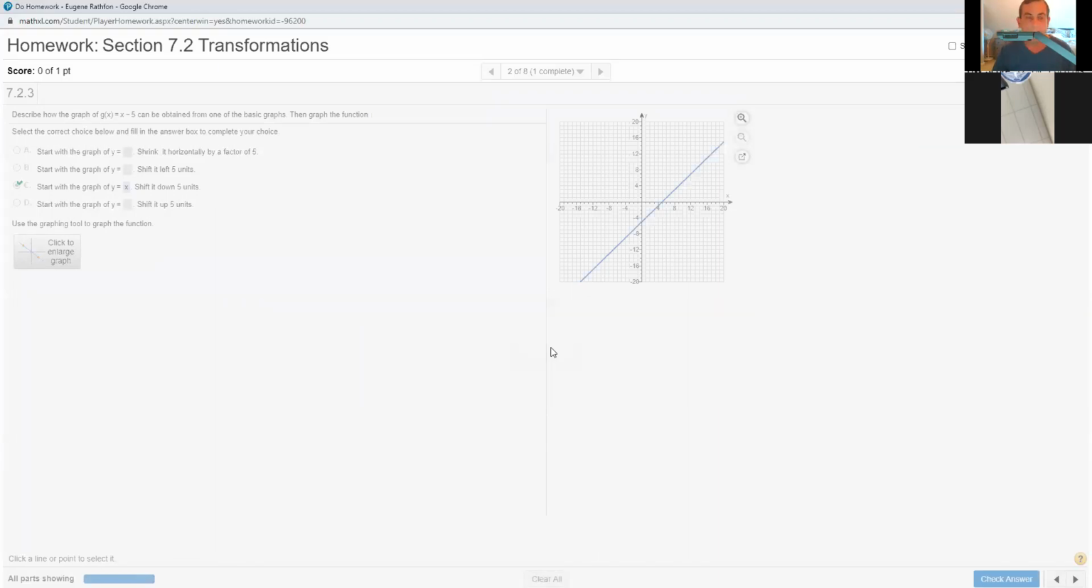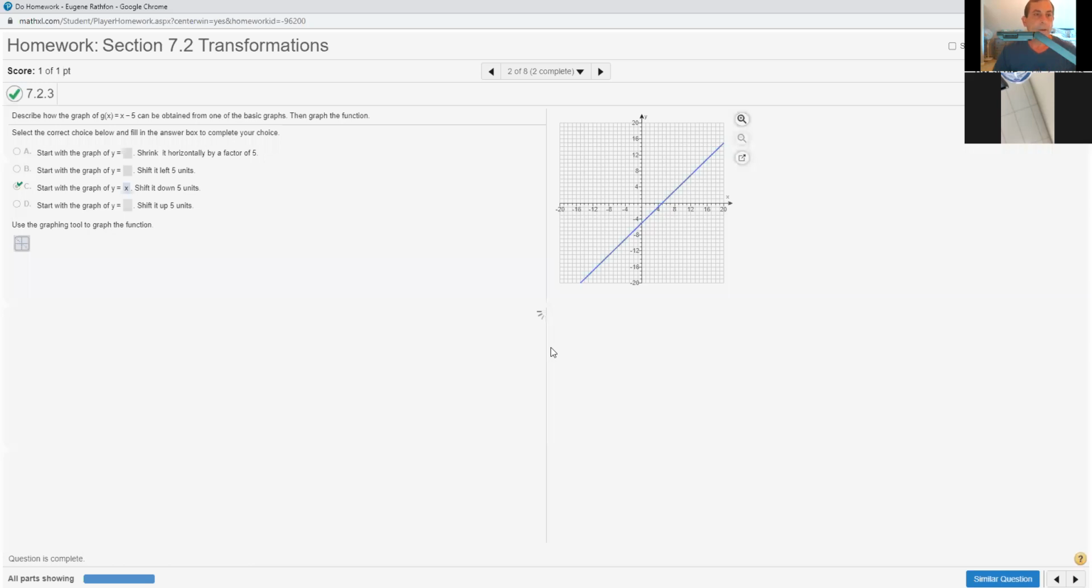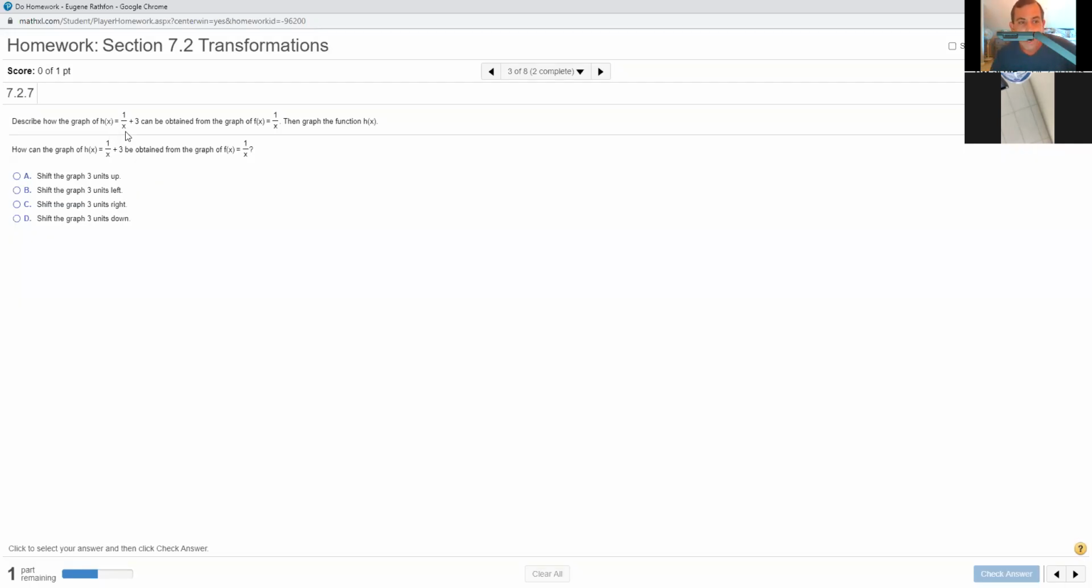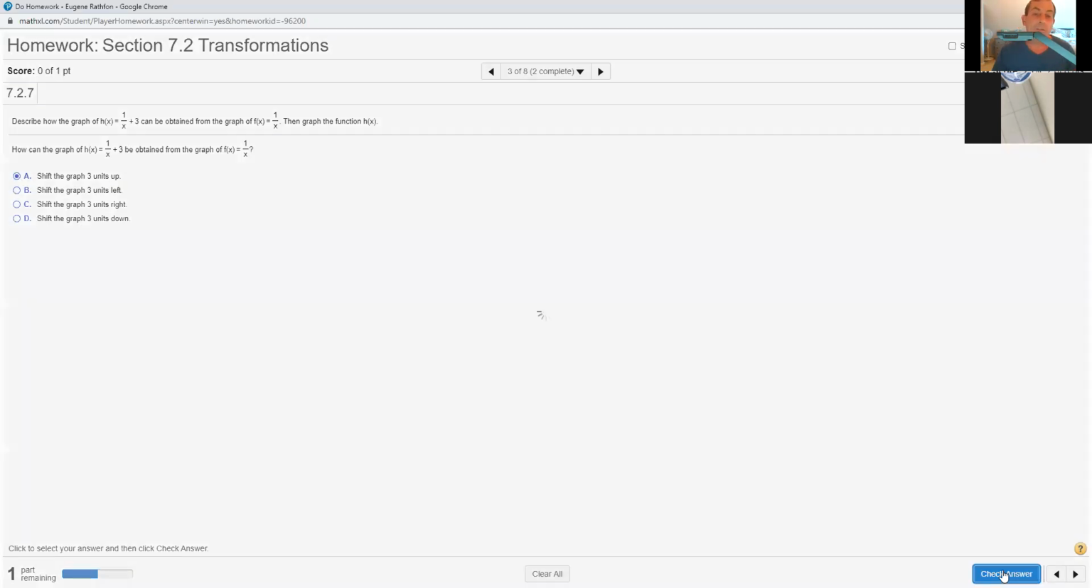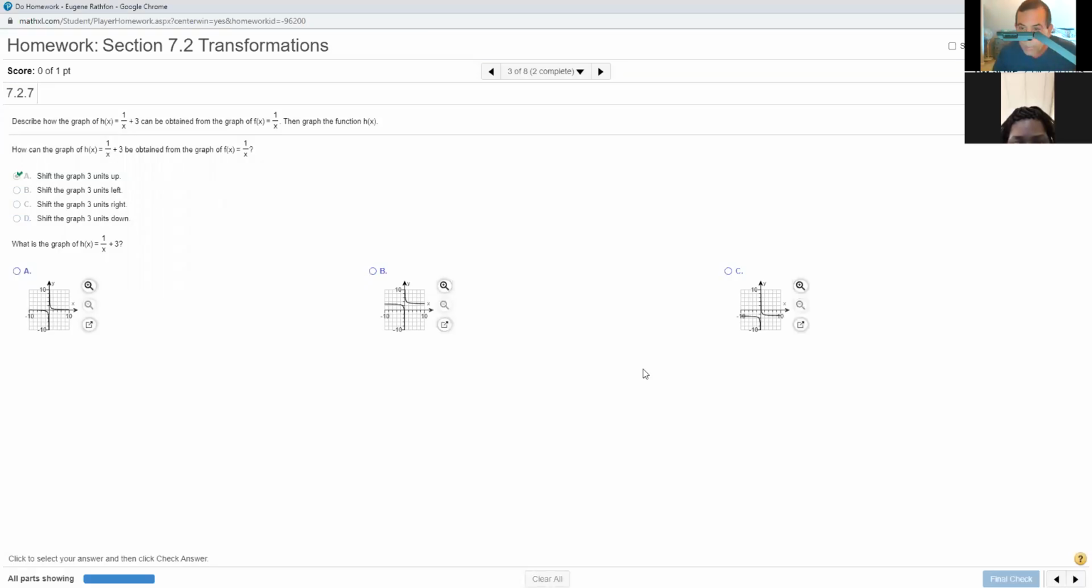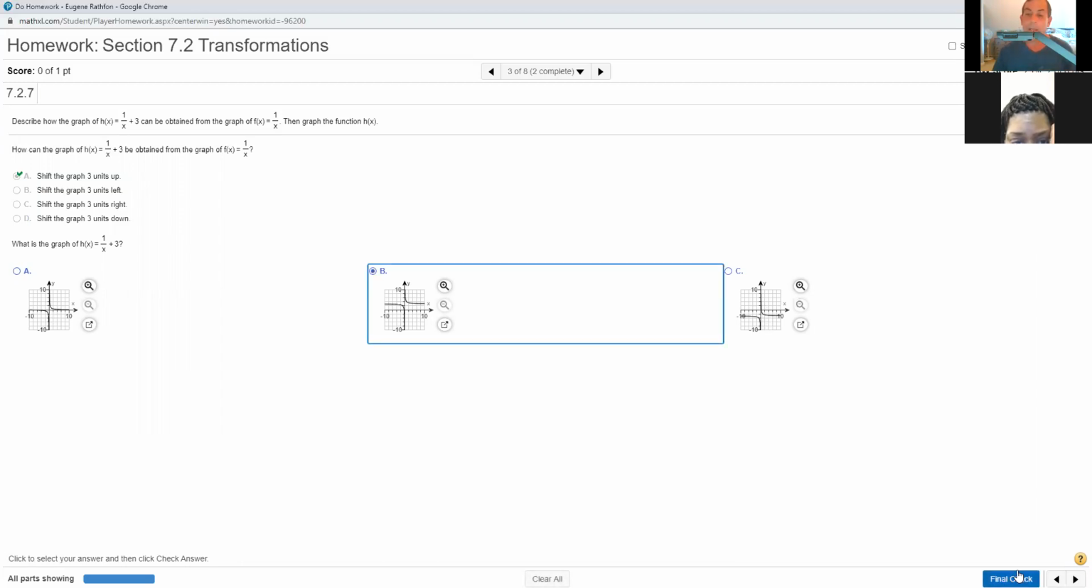Then we're going to the next one. All right, so this one is the y equals 1 over x graph, and they added 3 to the end of it. Since they added the 3 to the end of it, it's going to move it up 3. So we want to go with A. Now watch this. When you check this, they're not going to make us graph this one. They're going to make us choose a picture. So which one of these looks like it went up 3? That one looks like the basic graph I drew you. B looks like it shifted up 3. And if you look at C, it looks like it shifted down 3. So mine went up 3, so I would pick my B and then move on.